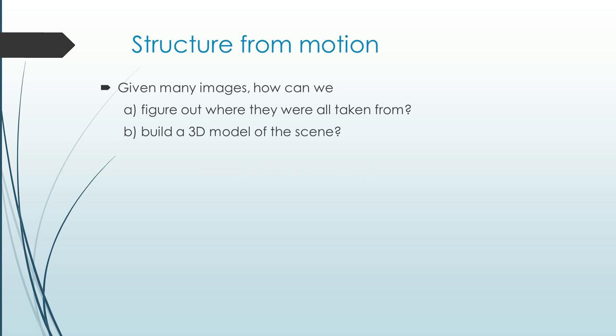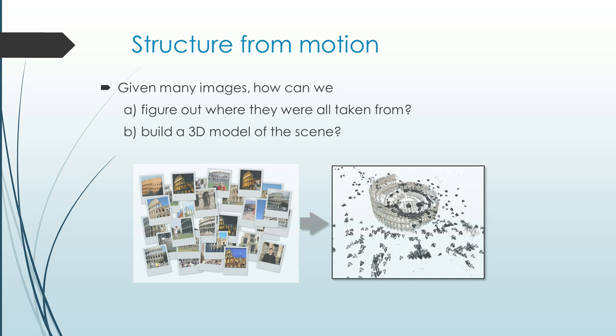So let's go ahead and then talk about structure from motion. Structure from motion is a very interesting problem, in which, given many images, the question is how can we figure out where all these images were taken from, and how we can use the information contained in these images to build a 3D model of the scene or the object that we just took a picture of.